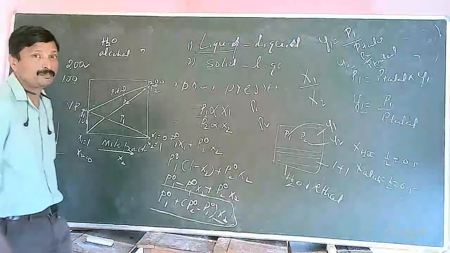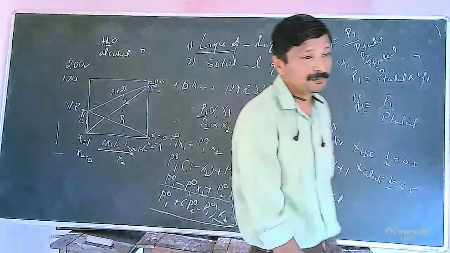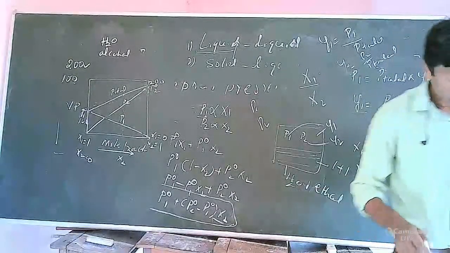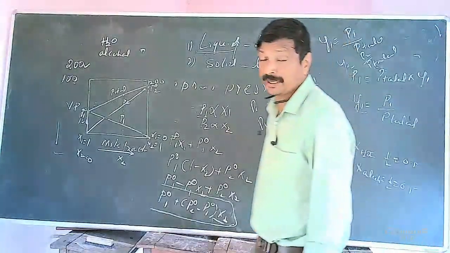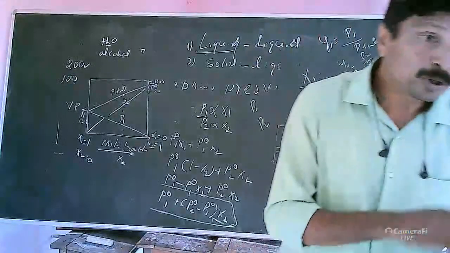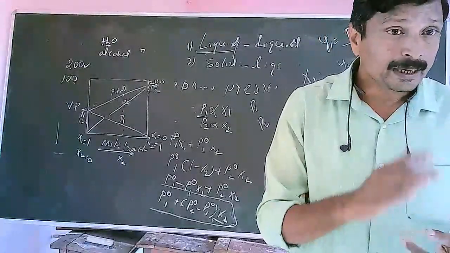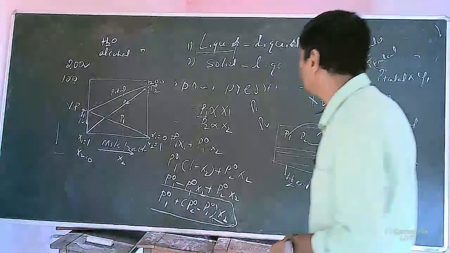This is the graphical representation of Raoult's law. I think it's clear for you. So this is one type of solution. What is this one type of solution? Both are volatile. The mixture is called a liquid mixture. What is the liquid mixture?